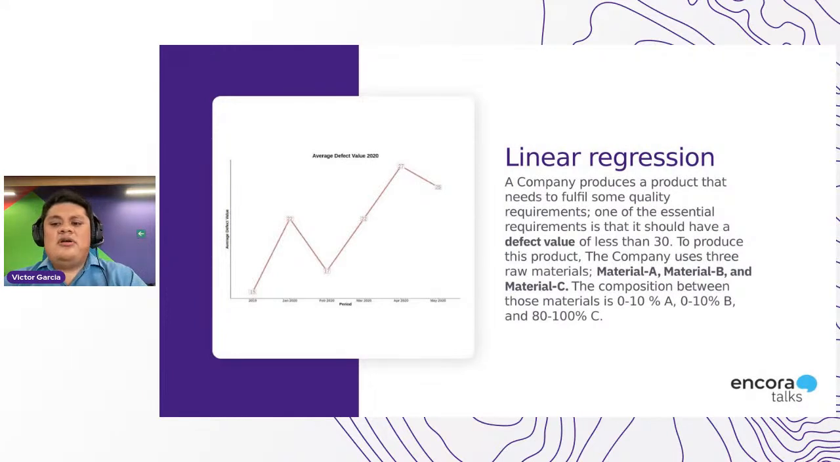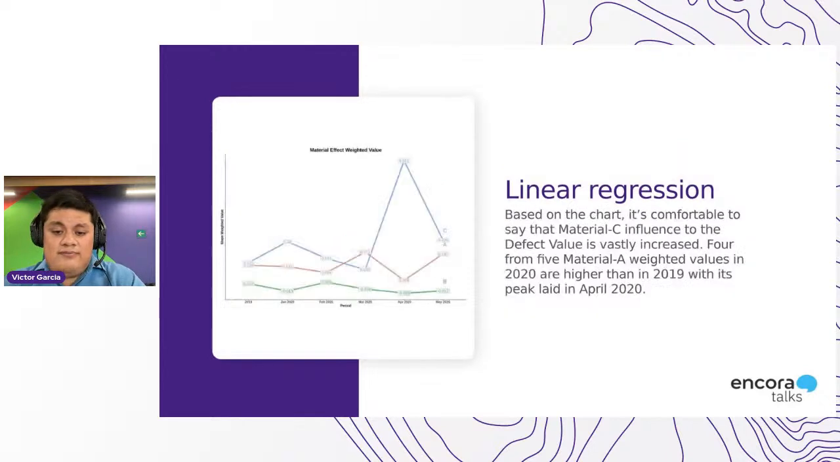Here we have an example of a company which uses three different materials, and we are trying to determine which of these materials could lead to defects on the company's main product. Using some linear regression, we are capable of determining that material C in April 2020 is the one which causes most of those defects, and that most of them were detected in that specific month. So we are changing the presence of each one of the materials, and we can see that at that specific moment we have a big layer of defects.